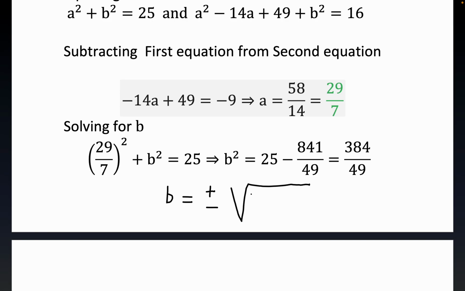Okay, and remember, b is the imaginary part. We don't have to mess around with i right now, right? It's just the imaginary part. That's how it was defined.